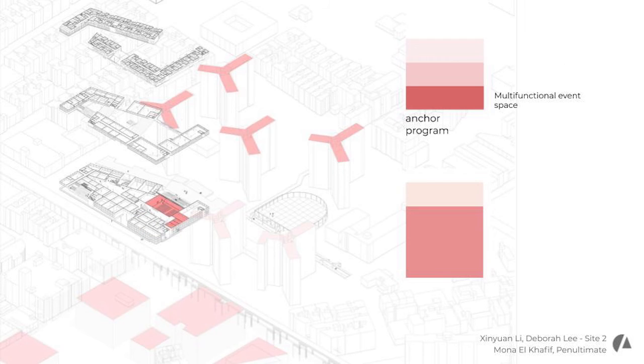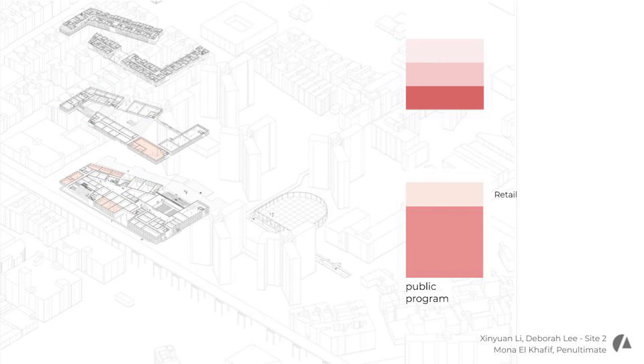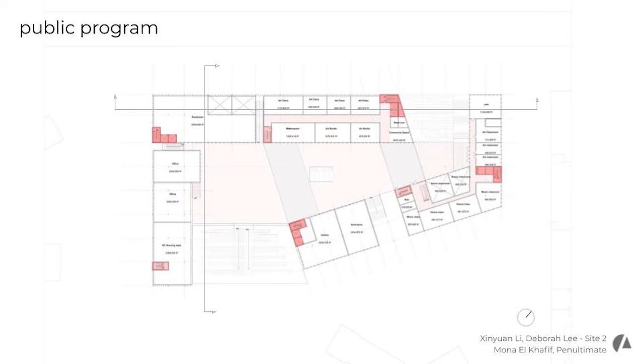The multifunctional event space is situated at the heart of the other public programs to be accessible and used for multiple groups and communities. The proposed public program, Community Learning Center, is located closer to the tower housing as it serves the existing community. The retail programs are located at the street level to serve the street. Here we see the plan of the second level that is easily accessible for the public to enjoy.